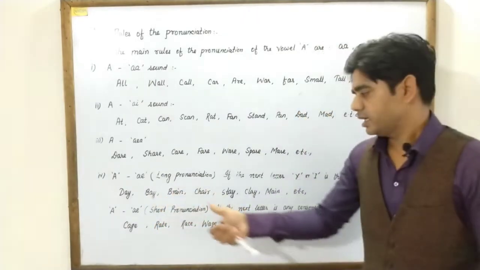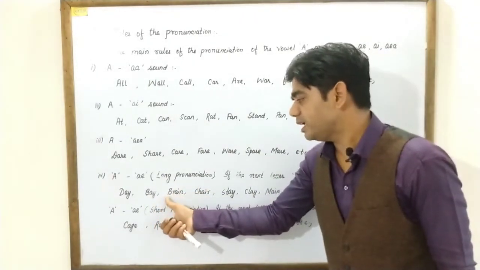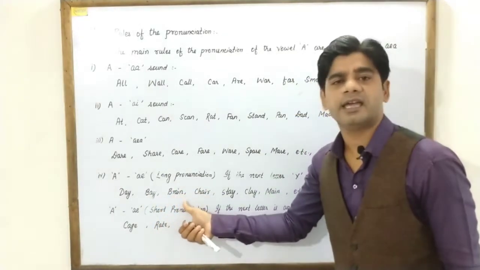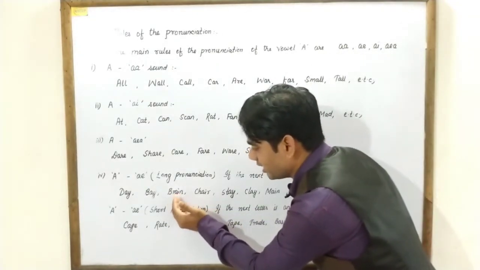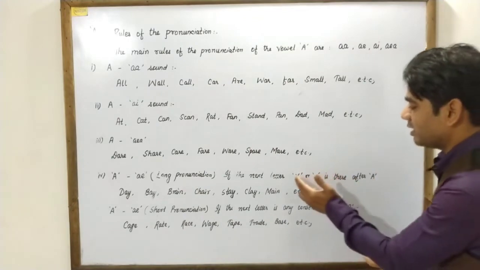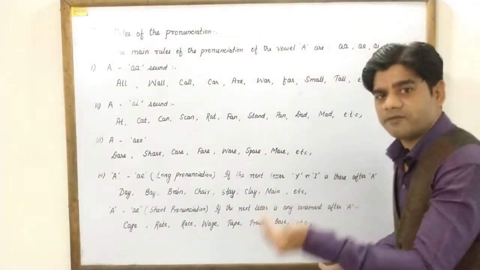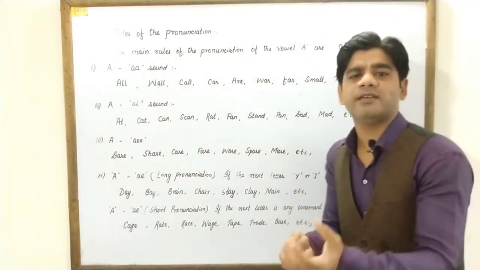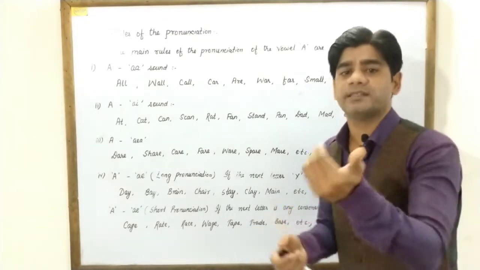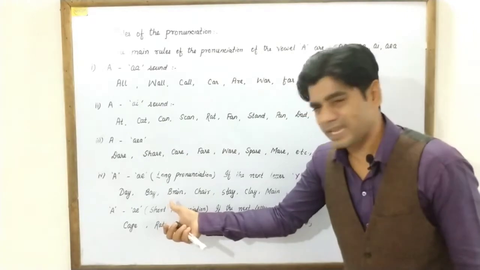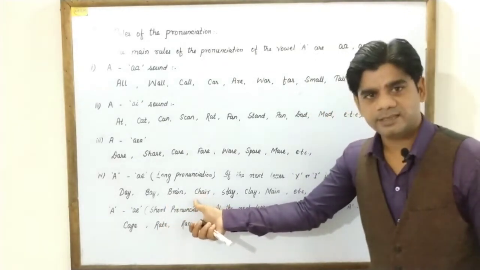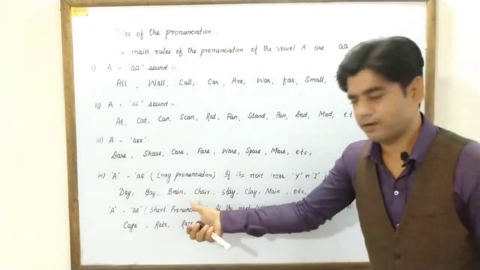Bay. Now, we have another word. B-R-A-I-N. So here there is a letter A and after this there is a letter I. So what I said, when there is a letter I or Y after A, the pronunciation of letter A is A in a long pronunciation. So brain, not brain, brain. Now this one, chair.